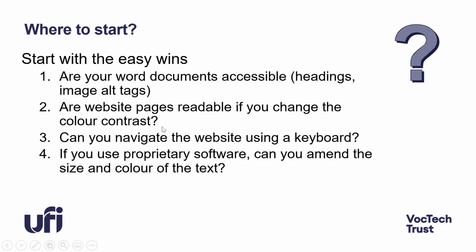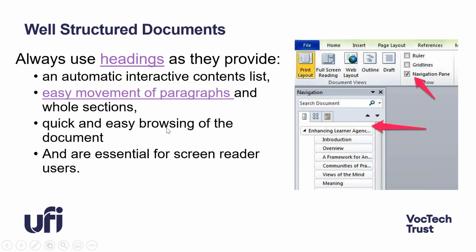So just looking at headings for Word documents and Google documents, I hasten to add. If you use headings, there's an image there which you click on the view ribbon, check the navigation box, and if you have headings, you will get not only a contents list, but an interactive contents list. It means you can move paragraphs and sections. That's a link to a video I did, which just shows moving paragraphs around, because it really is really easy and it makes a big difference.